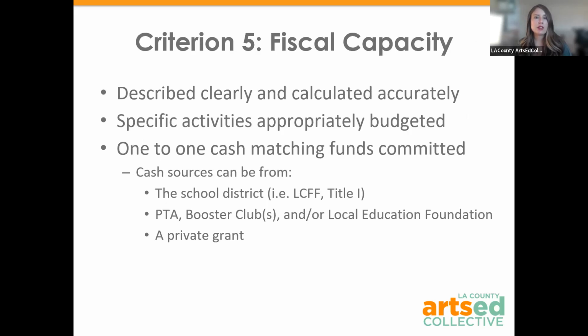The last criterion is worth 10 points, and it is fiscal capacity. For this section, you'll be asked to complete a budget form. The budget is the complement to the narrative story that you've shared previously. It should include all project-related expenses described in the project plan section. Please ensure that all project expenses are eligible. Remember, in-kind services or materials can't be included in the district cash match.